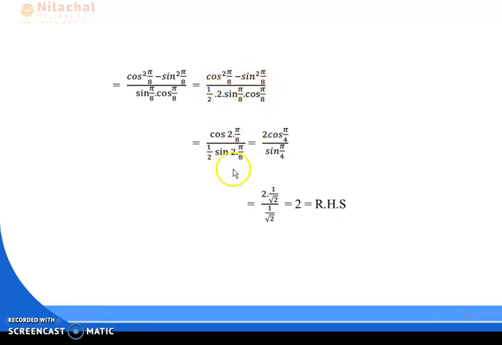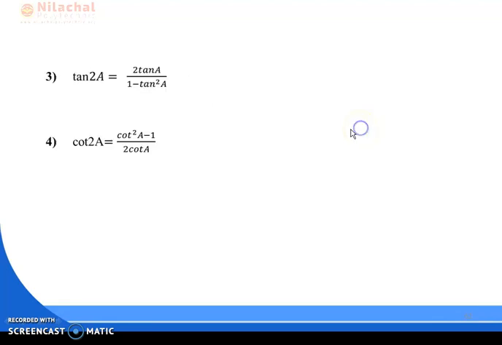So, what do we get now? Sin 2 theta. I am writing here, 2 cancels out with 8, giving 4, so sin pi by 4, and this 2 divided by 2 is multiplied with the cos 2 theta formula. So, what do we get now? 2 cos pi by 4 by sin pi by 4. So, 2 cos pi by 4 is 1 by root 2, by 1 by root 2. What do we get now? 2, which is the RHS. This is proved now.